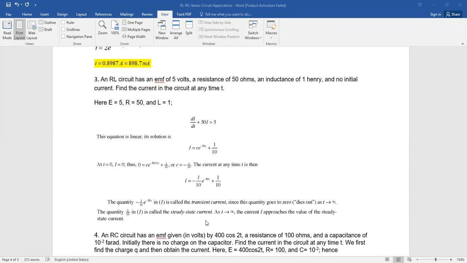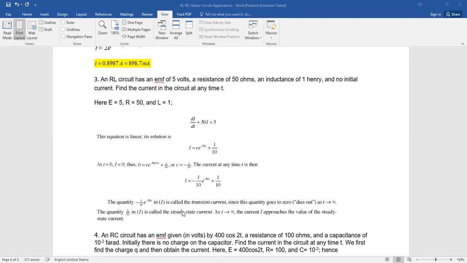Why? Because after a very long time, if this term, your transient current, has a value equal to 0, this constant is the only thing left to be accounted for in this equation. After a very long time, then, your circuit will have a current of 1 over 10 amperes. This is your steady state current. This is your transient current.